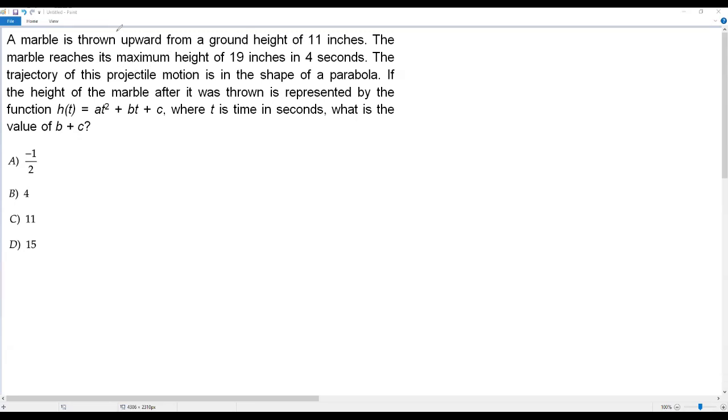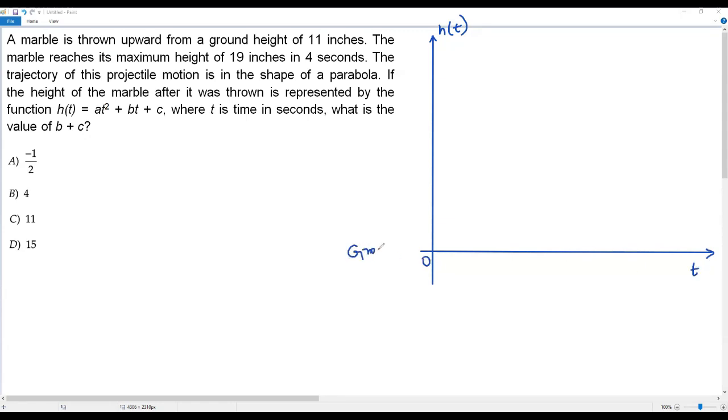Okay, let me draw a graph for this one. For that, first let me draw a horizontal axis and vertical axis over here. And let me finish sketching the graph. Okay, I'm taking the height reached by the marble, h(t), on the vertical axis and the time t in seconds on the horizontal axis. So here this is the origin, and also I'm saying this is the ground level.